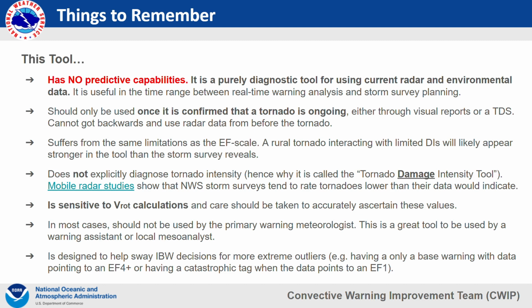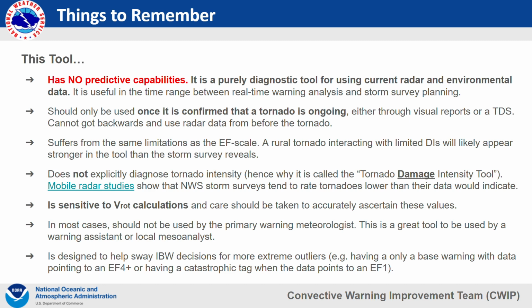This tool will suffer from the same limitations as the EF scale, such that a rural tornado interacting with limited damage indicators will likely appear stronger in the tool than the eventual storm survey reveals. It does not explicitly diagnose tornado intensity, which is why it's called the Tornado Damage Intensity tool, as numerous mobile radar studies have shown that storm surveys tend to rate tornadoes lower than what their radar data would indicate. The tool is very sensitive to VROT calculations, and care should be taken to accurately ascertain these values.